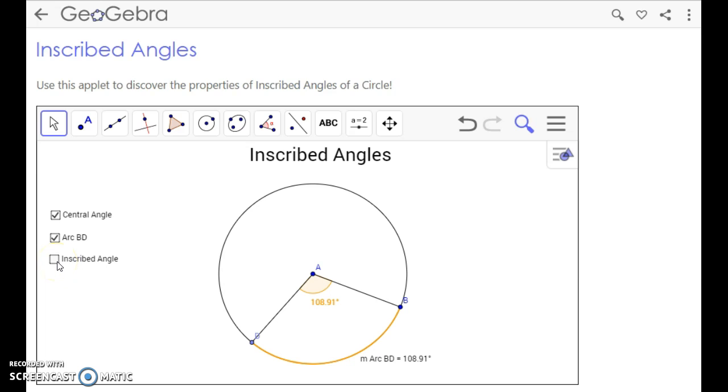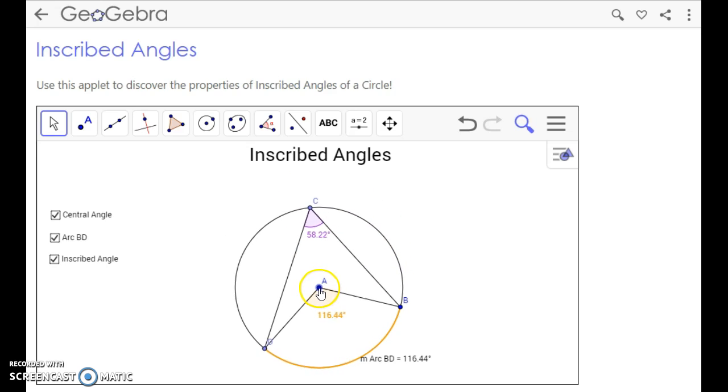Then we have this inscribed angle. Now, an inscribed angle will take the same points, B and D, but the vertex is not at the center of the circle. The vertex is actually now at any point that's on the circle itself. So we can take this point C and move it anywhere as long as it's outside those points. And you can tell that measurement is not going to change.